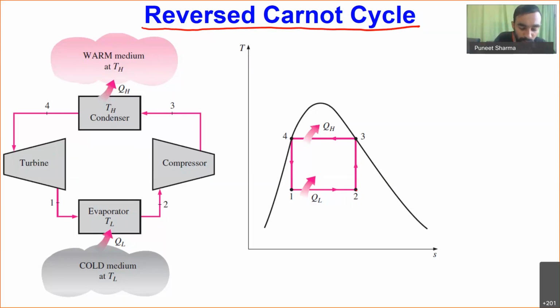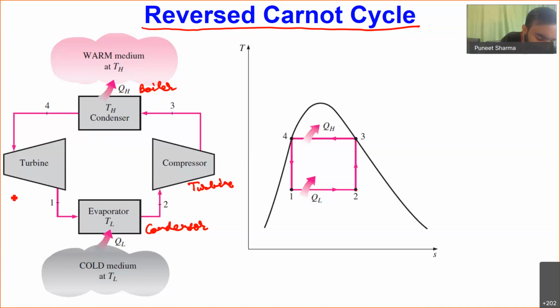If you recall our power Carnot cycle, we had a boiler over here, and in the boiler we were adding a certain amount of heat. Here we had a turbine, and this turbine was doing a certain amount of work. Here we had a condenser, and in the condenser we were rejecting a certain amount of heat.